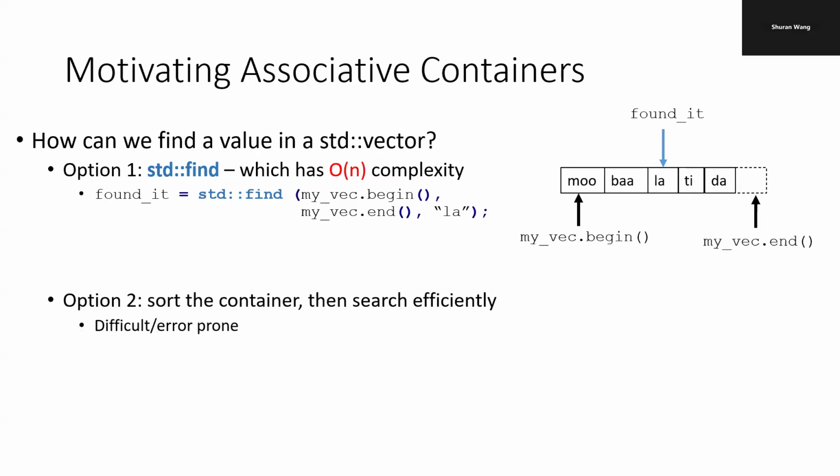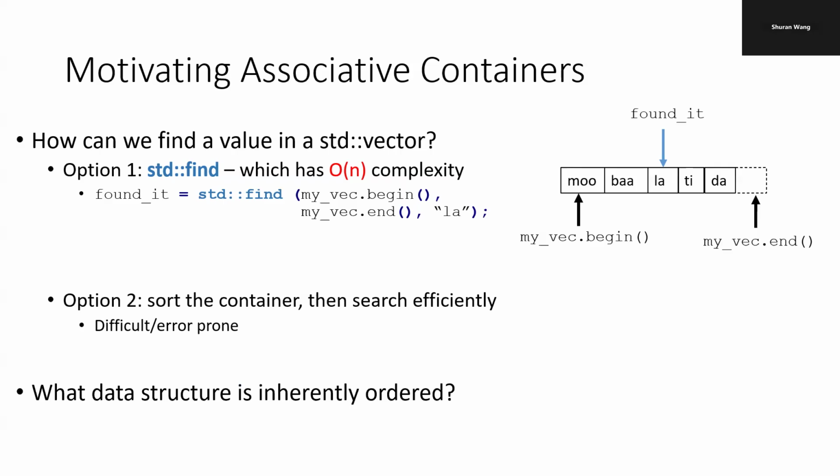Option 2, sort the container and then search by something like binary search. But this requires the container to be sorted. It could be difficult, it could be error prone, and sorting the container itself takes at least O(n log n). So you will need to perform more searches than you should to make up for that sort time. So it's also not a really good option either.